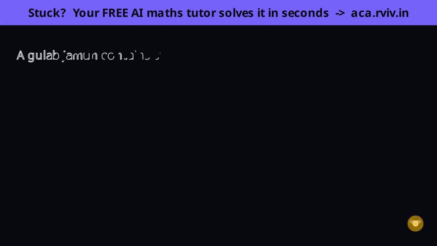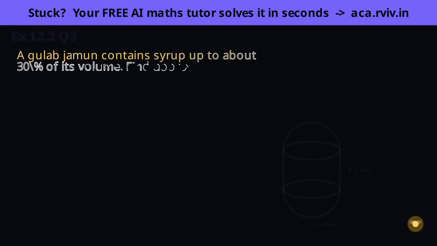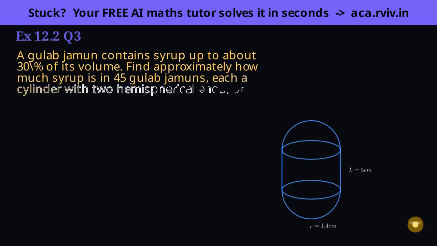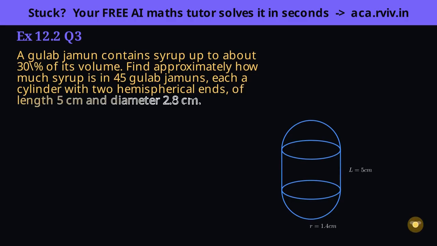A gulab jamun is a sweet capsule, a little tube with rounded ends. We'll find the syrup in 1, then feast our way up to 45. Each sweet is the capsule shape again, a cylinder with a hemisphere on each end. And 2 hemispheres of equal radius make one whole sphere, so one piece is simply a cylinder plus a sphere, pi r squared h plus 4/3 pi r cubed. Let's nail one piece first, then scale up.